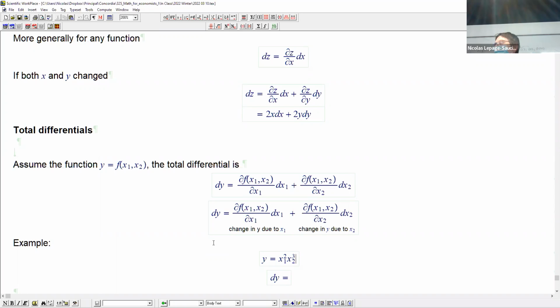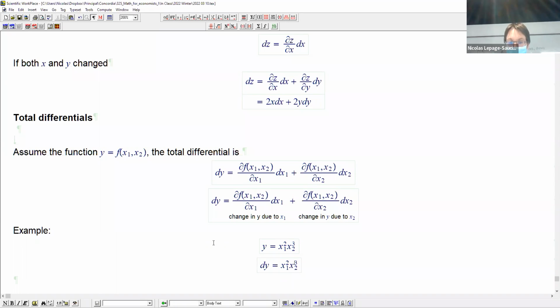Okay, so most people have seen them. So let's go for it. The partial with respect to x1 is 2x1 to the 1 times the dx1, plus, and then I get 3 squared.